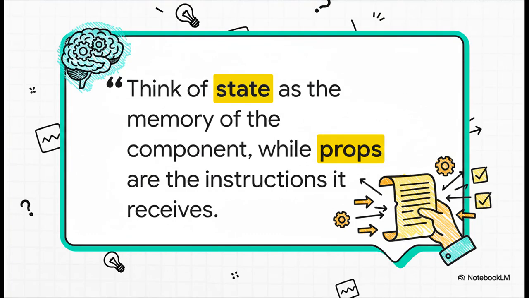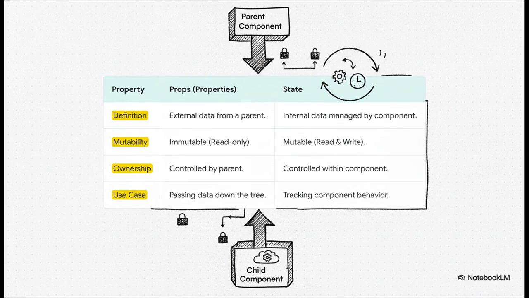I absolutely love this analogy. It just clicks. Think of it like this. State is the component's own memory. It's what it remembers about itself, like whether a button is toggled on or off. Props, on the other hand, are like instructions handed down from its boss, the parent component. So state is internal memory, props are external instructions. Simple as that. And this table just lays it all out perfectly.